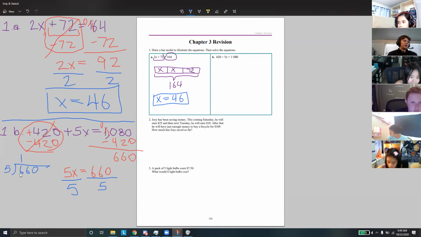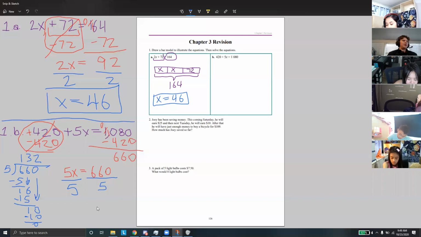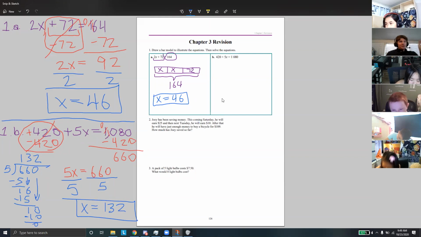5 goes into 6, 1. 6 minus 5 is 1. Drop the 6. 5 goes into 16 3 times. 16 minus 15 is 1. Drop the 0. 5 goes into 10 twice. Remainder 0. So 660 divided by 5 is x equals 132. Great. Oh, and let me draw that bar model since I kind of forgot to do that. This equals 132.